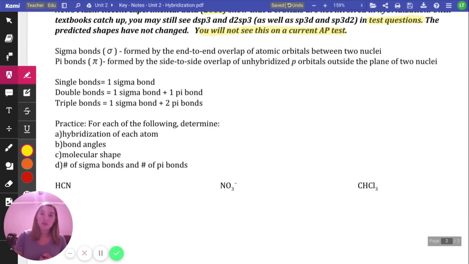All right. So for this one, this is just a little summary. Sigma bonds are formed by the overlap of atomic orbitals between 2 nuclei. And then pi bonds are formed by the side-to-side overlap of those unhybridized p orbitals. Guys, here's what's important. Single bonds have 1 sigma bond. Double bonds have 1 sigma bond and 1 pi bond. And then triple bonds have 1 sigma bond and 2 pi bonds. Sorry.